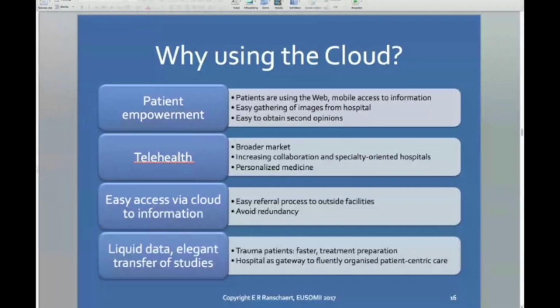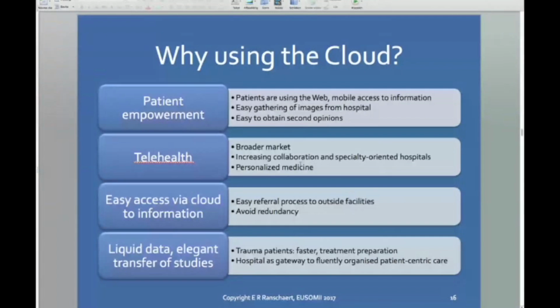There's also the development of telehealth. Health services are being provided from a distance. So this means there's a broader market for healthcare services. And there's also a growing collaboration between hospitals because hospitals are becoming more specialty oriented. So when using telehealth services, they can exchange this information more easily.